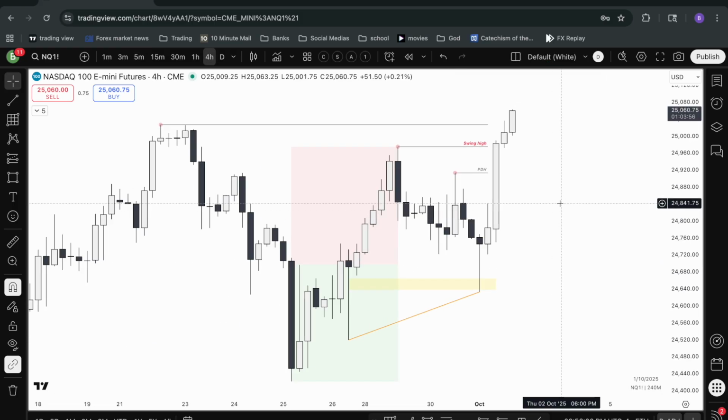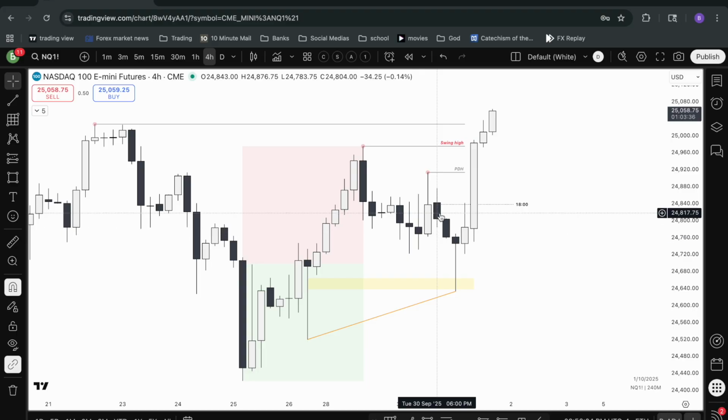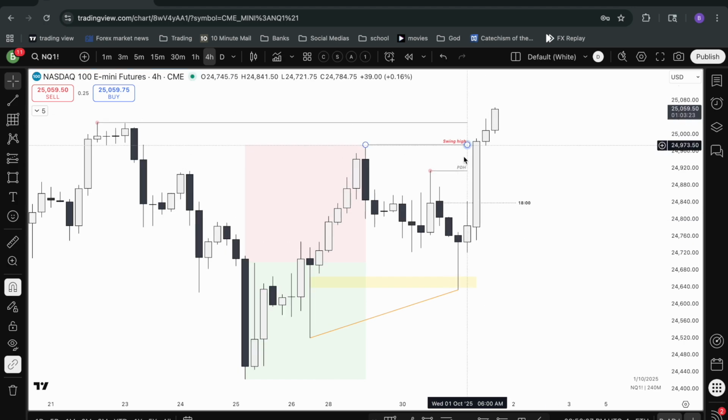So starting off on the 4-hour chart, we have these stacked failure swings here. We have 1, 2, 3 failure swings. Our daily open was here and we had no manipulation higher. So seeing this move down without any manipulation higher, I'm assuming this downward move was the manipulation so that we could eventually move back up during New York session, which is what happened.